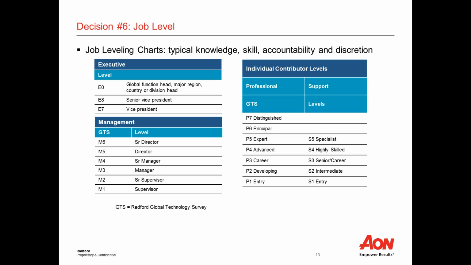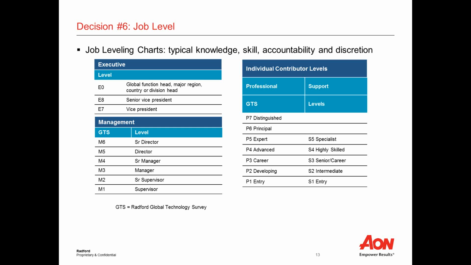So we have our executive level, and we see our executive levels are slightly different from what we see when we look at our professional, support and management. Our executive levels range from level 7, level 8, and level 0. Level 0 being the top person across the business, the top head, global function, responsibility for a major region or a country or a division head.